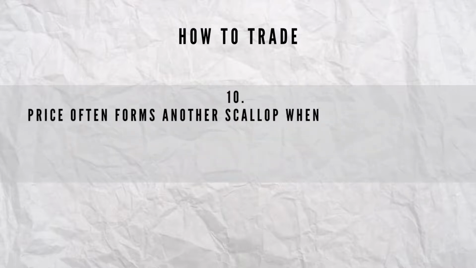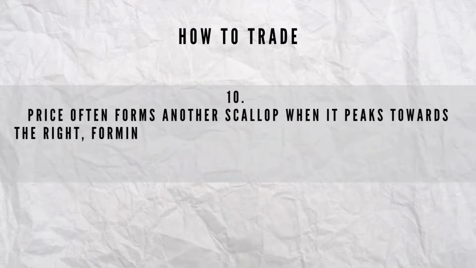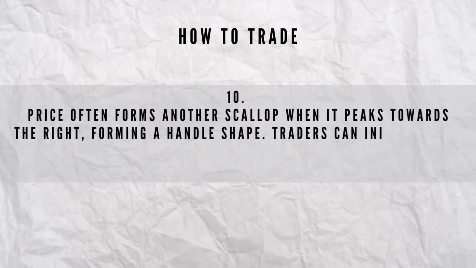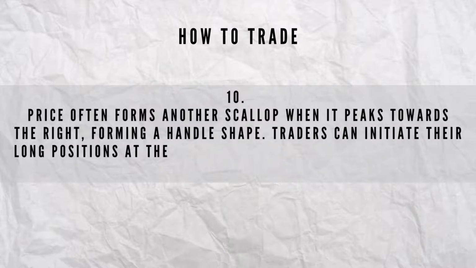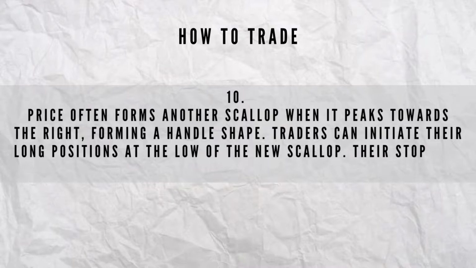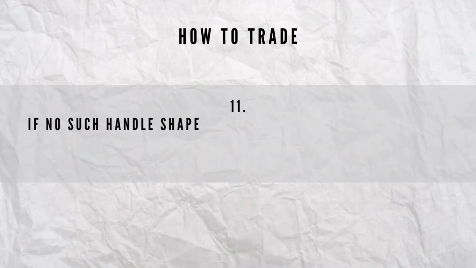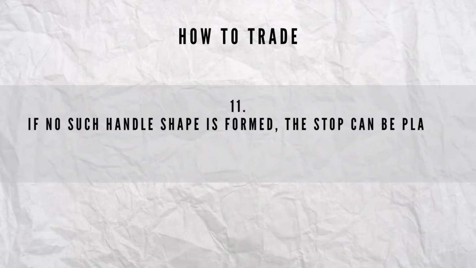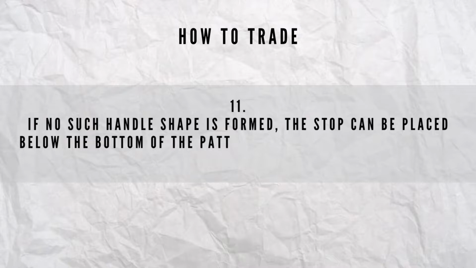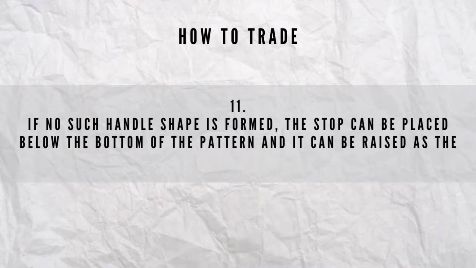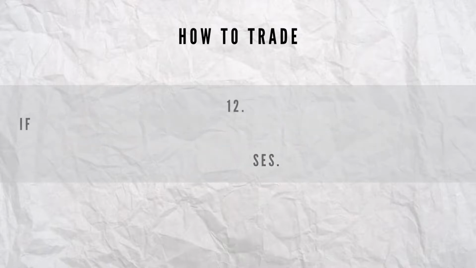10. Price often forms another scallop when it peaks towards the right, forming a handle shape. Traders can initiate their long positions at the low of the new scallop. Their stop loss would be a little below the bottom of the new scallop. 11. If no such handle shape is formed, the stop can be placed below the bottom of the pattern and it can be raised as the price rises.